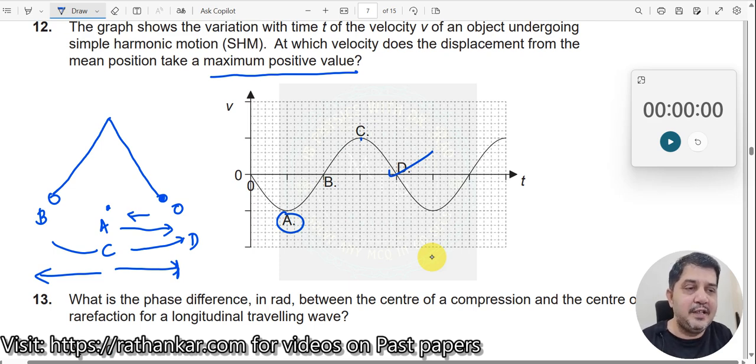No equation, nothing. You should just compare. The moment you say SHM, compare that with the pendulum, easily you can get an answer.